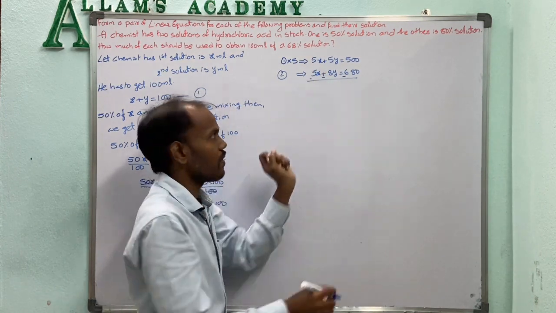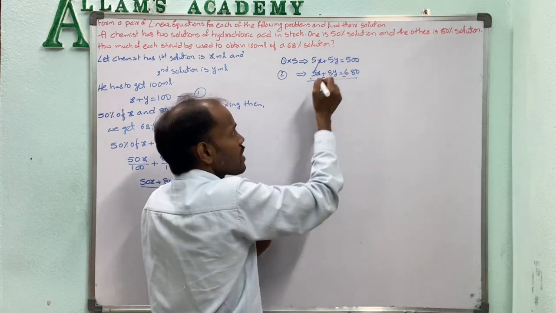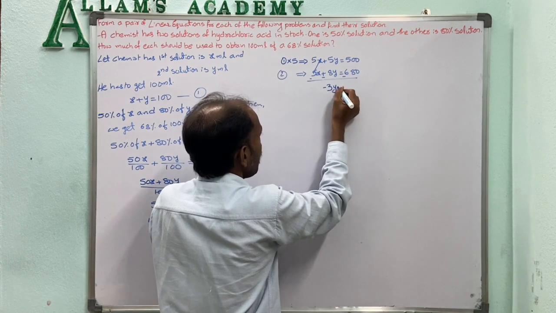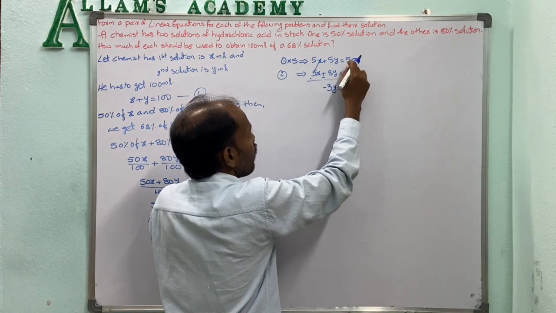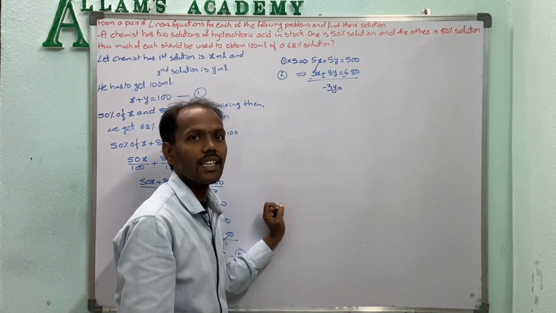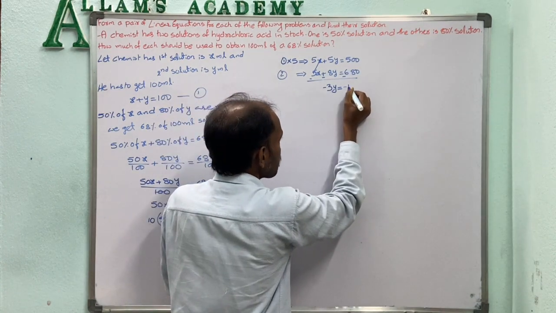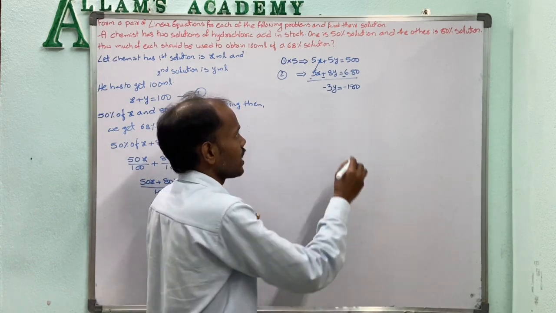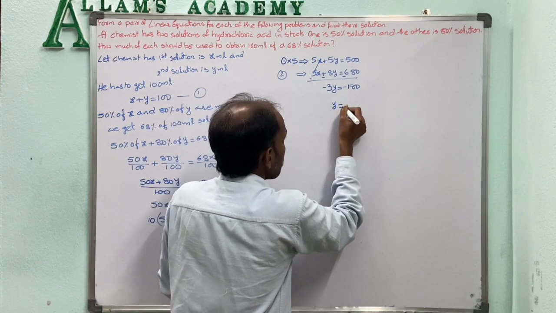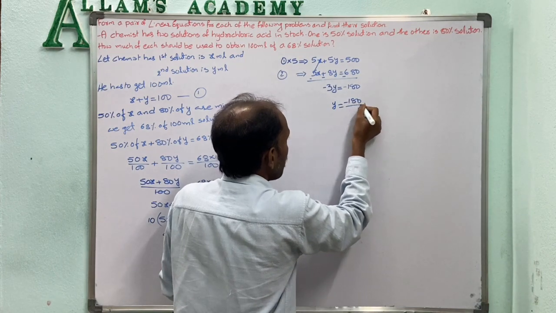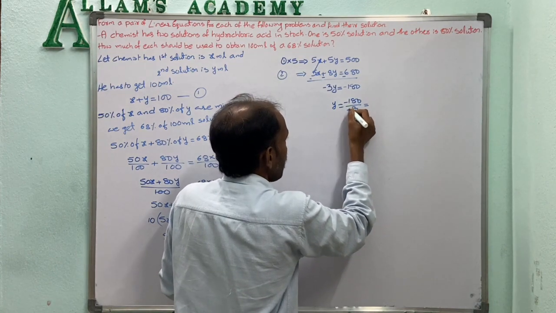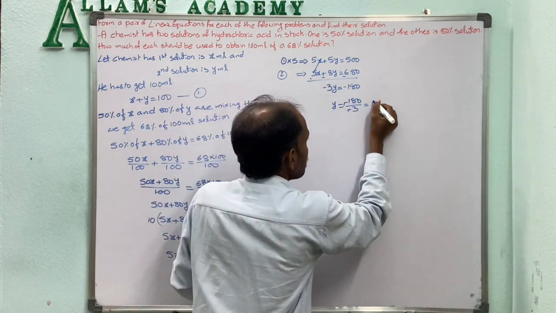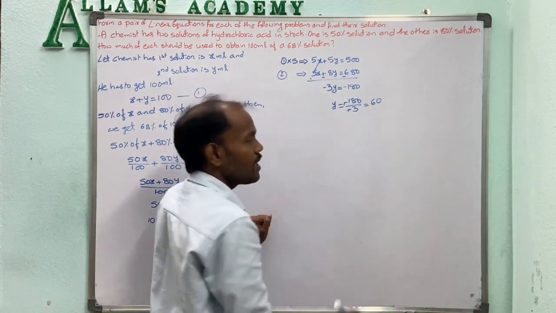5x minus 5x gets cancelled. 5y minus 8y, that is minus 3y. And 500 minus 680, that is nothing but minus 180. So minus 3y equal to minus 180. So y equal to minus 180 by minus 3. So minus minus gets cancelled. 3 ones are 3, 3 sixes are 18, 60 by 1 is nothing but 60.